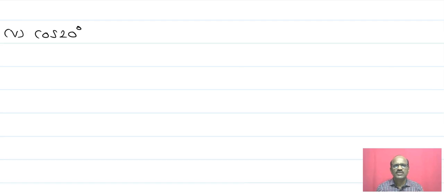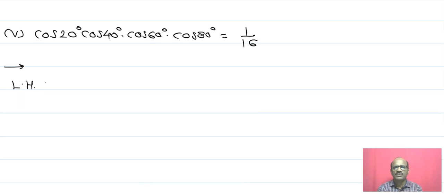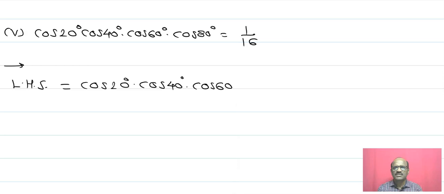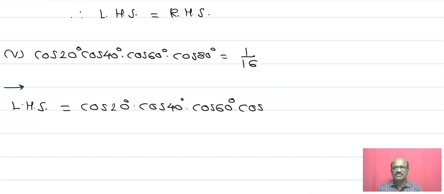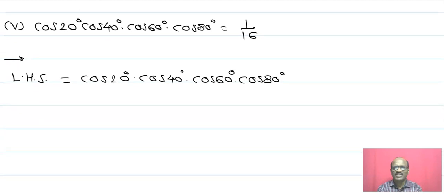Now the next is cos of 20, cos of 40, cos of 60, and the next is cos of 80, is equal to 1 upon 16. Again, this is very simple. Now see this, cos of 20, cos of 40, cos of 60 and cos of 80. Sorry, not 180, it is cos of 80.